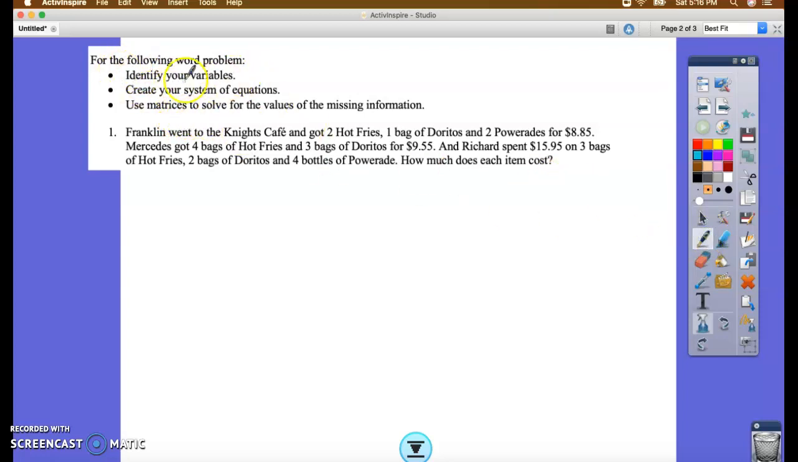All right, so it's a three little step process. First, we're going to identify our variables. It's always important to organize your information starting with your variables. Then we're going to create our system of equations, make sure our variables are lined up, equal sign, and constant, so we can get our three matrices, A, X, and B. Then we're going to use our matrices to solve for the missing variables. All right, without further ado, let's put this into action.